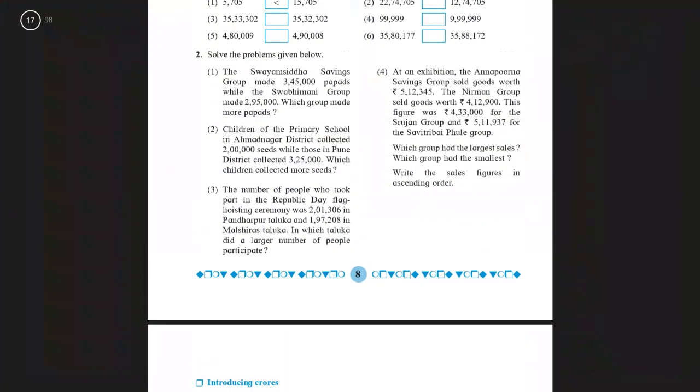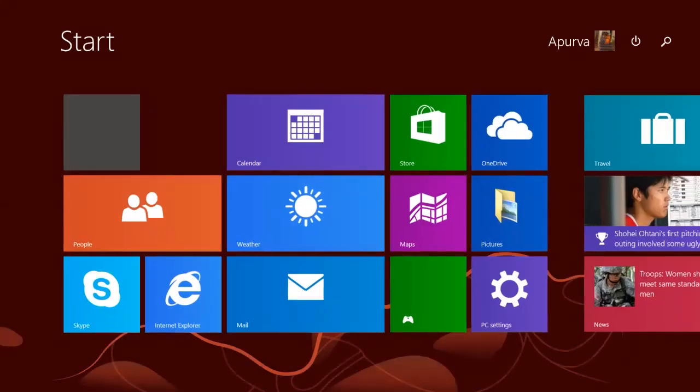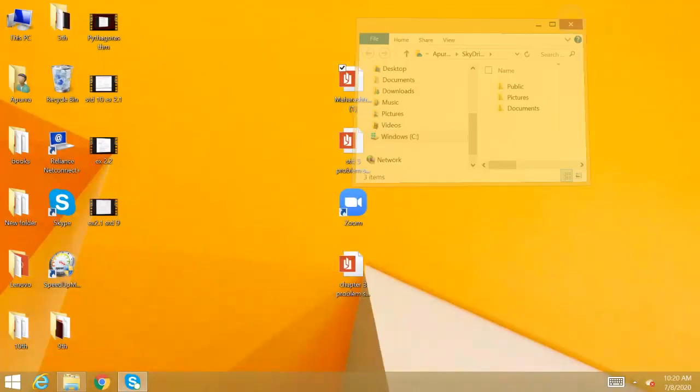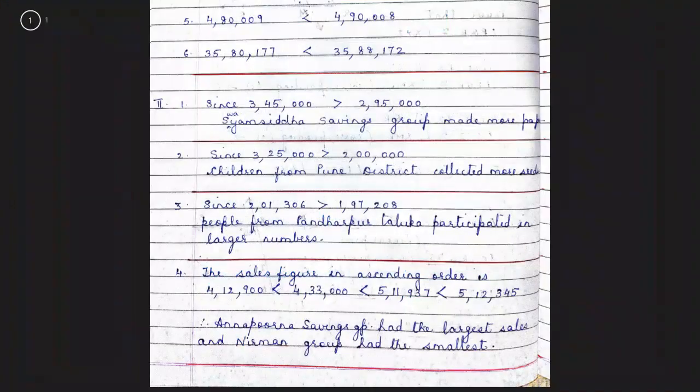At an exhibition, the Annapurna Savings Group sold goods worth rupees 5,12,345. Nirman Group sold goods worth rupees 4,12,900. This figure was 4,33,000 for Srujan Group and 5,11,937 for Savitri Bai Phule Group. Which group had the largest sales? Which group had the smallest? Write the sales figures in ascending order. Now, ascending order means you have to start from the smallest and go to the biggest. Now, when I arrange all 4 of them, all 4 numbers have 6 digits.